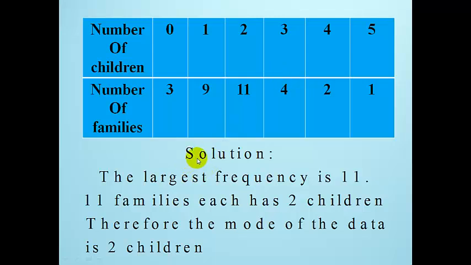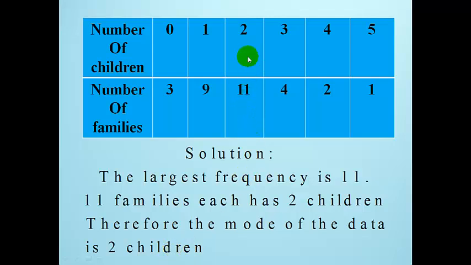Now let's look at how best we can solve the problem. The largest frequency is 11. Now when we look at the frequency, that's the number of families. So when you look at the frequency, the numbers, we have 3, 9, 11, 4, 2 and 1. The largest frequency is 11 as seen from the table. So 11 families each has 2 children. Therefore, the mode of the data is 2 children.